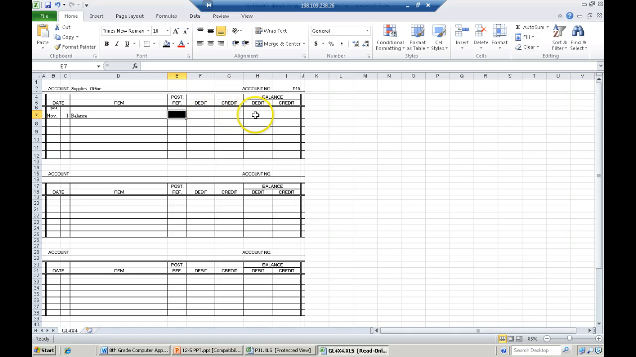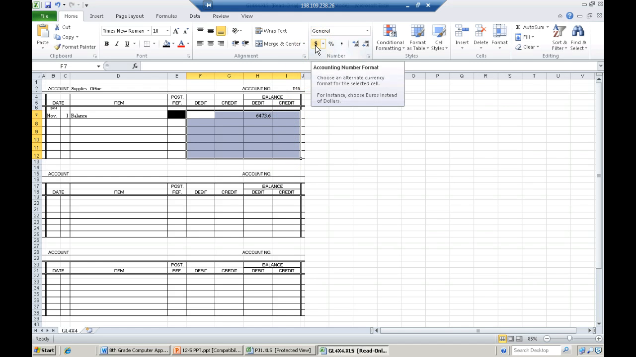For the balance, since this is again an asset, we're going to carry a normal balance of $6,473.60. Now again, what I want you to do is select from here to here, and we're going to apply the accounting number format so that it appears correctly.